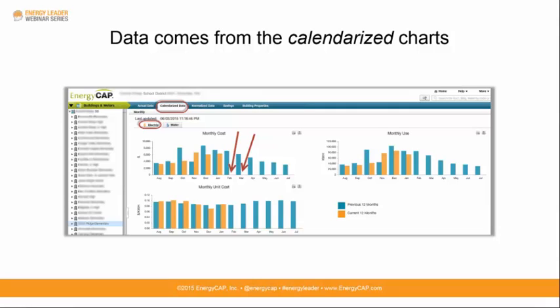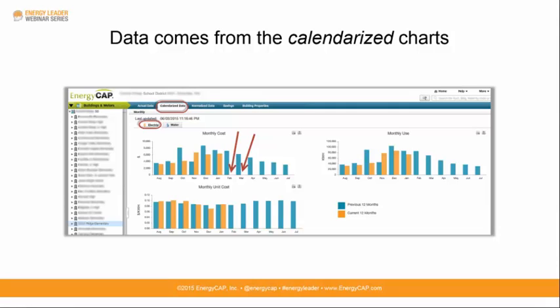EnergyCAP Online automatically takes your actual utility bills, let's say a bill that was for January 15th to February 15th, and it breaks it into its calendar month components. So some of that data is going to go into the January calendar month, and some is going to go into the February calendar month. We do this to smooth out the data.